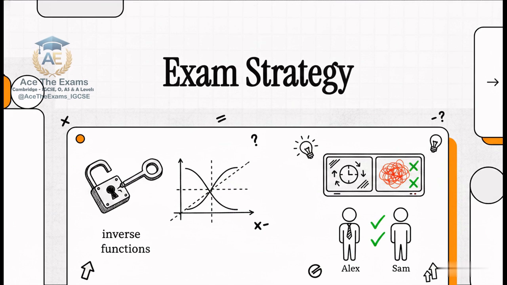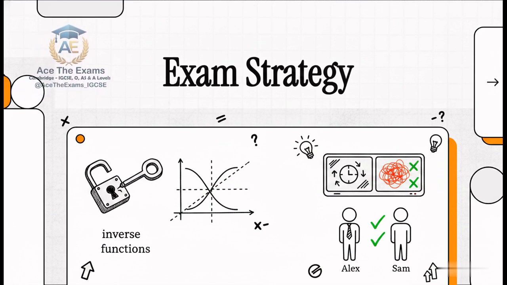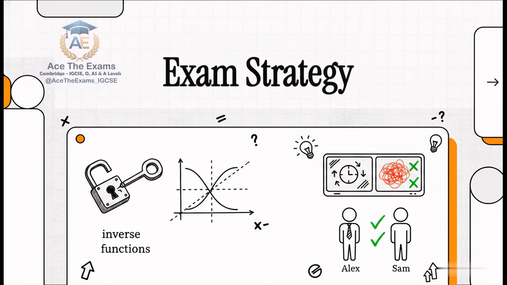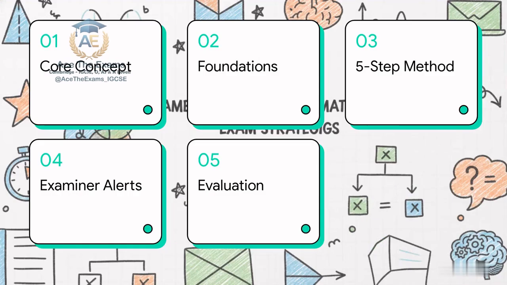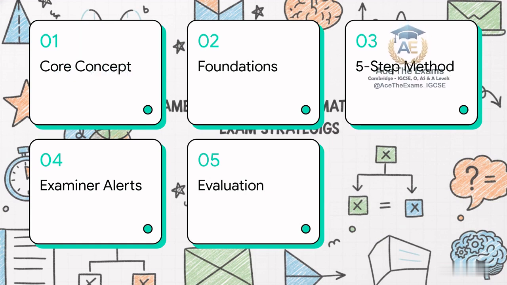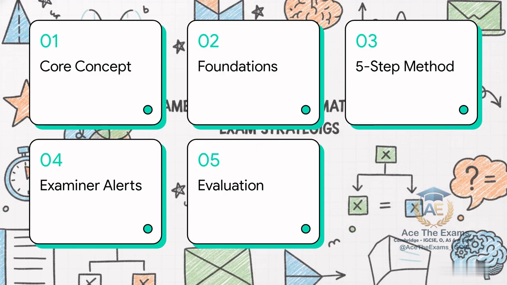Our absolute focus today is to level up those answers, apply a proven strategy, and literally transform those red pen marks into green check marks. Let's jump right in. To do that, we'll be opening up the examiner's playbook and working through 5 key sections: the core concept, theoretical foundations, the 5-step methodology, critical examiner alerts, and finally, evaluative thinking.